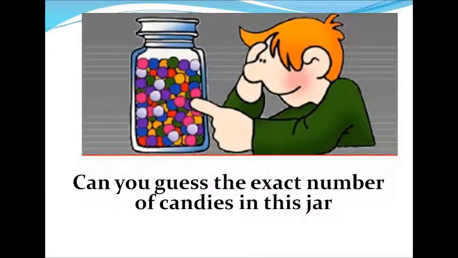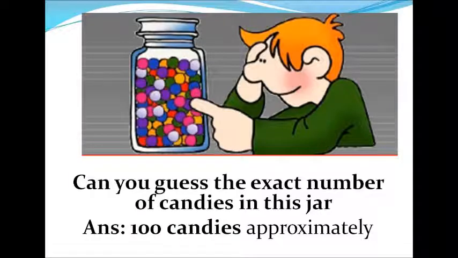Okay, now can you guess the exact number of candies in this jar? Again, the exact number will not be possible, but yes, the approximate number of candies is 100 candies in this picture. Now, if you remember, children, the previous picture and this picture, in both these pictures, the exact number was difficult to answer, but an approximate answer can be easily given. So, this approximate value is sometimes known as rounding numbers.